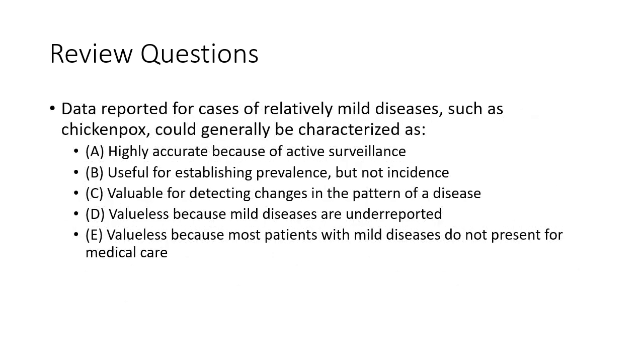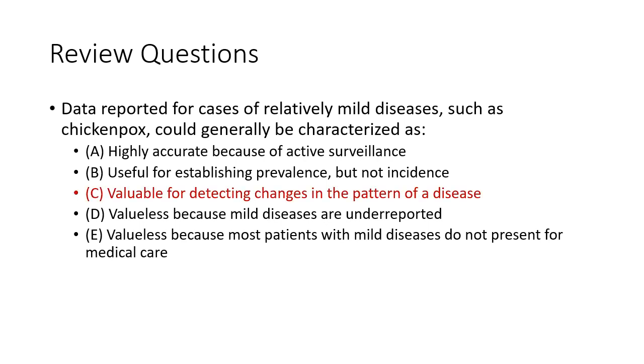Data reported for cases of relatively mild diseases, say for instance chickenpox, can usually be characterized as highly accurate because of active surveillance. Is it useful for establishing prevalence but not incidence? Is it valuable for detecting changes in the pattern of disease? Is it valueless because mild diseases are underreported, or valueless because most patients with mild disease do not present for medical care? What do you think?